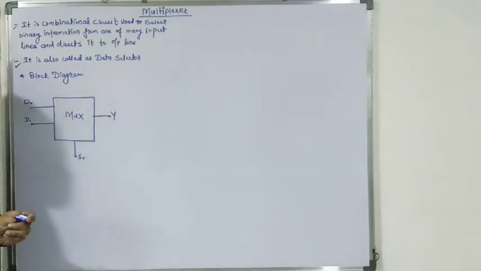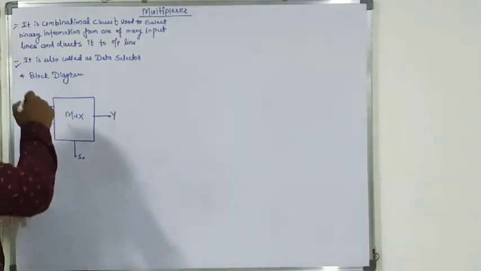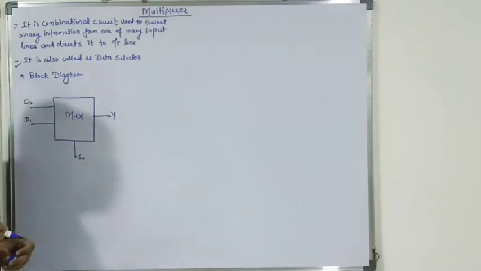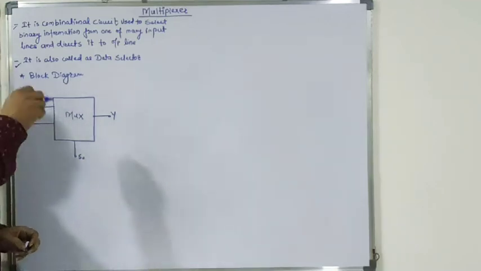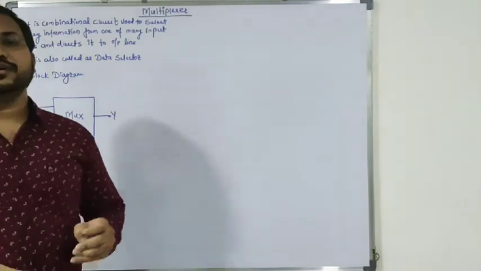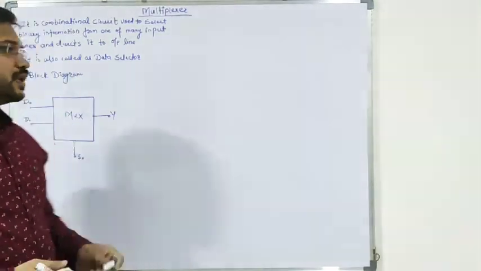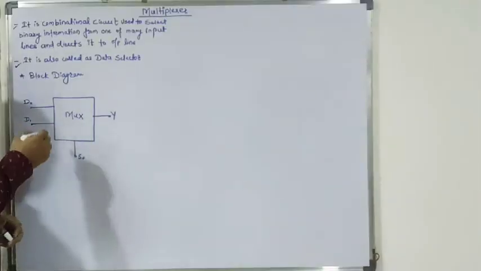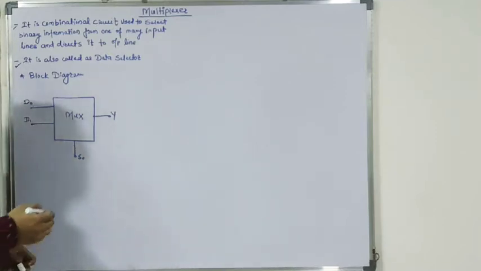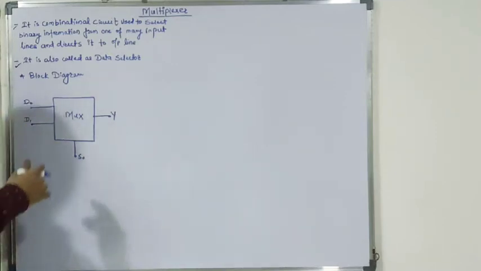It is also called a data selector. It is also called a switching circuit in this case. Here we'll discuss the block diagram of the multiplexer.